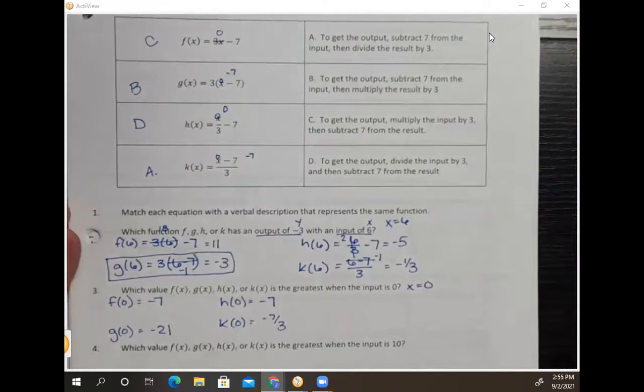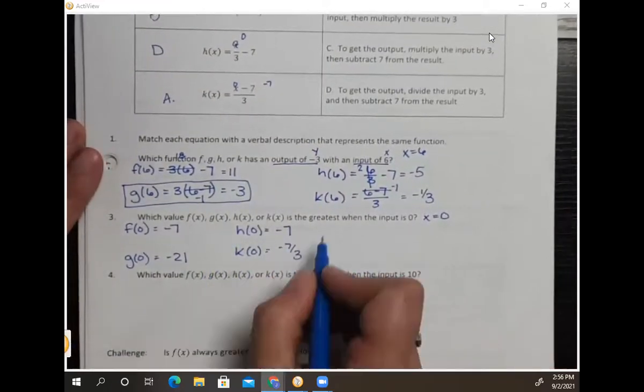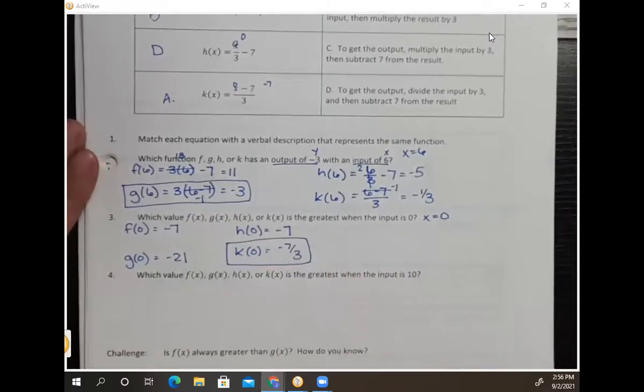So which of these is the greatest function value? Okay, yeah, this would be negative 2 1/3. That's the biggest of all these numbers. K would give us the greatest function value when the input is 0.